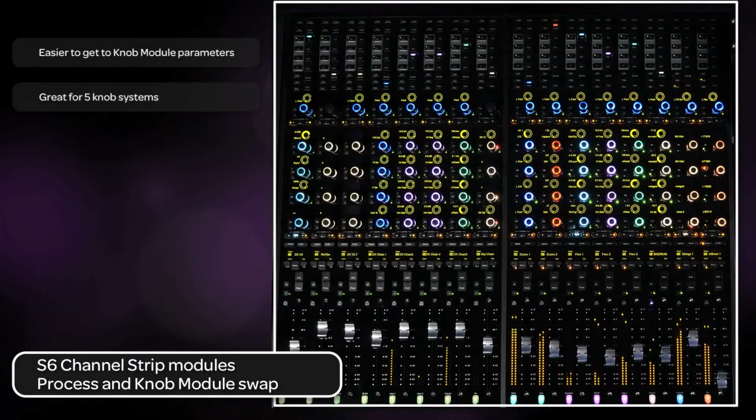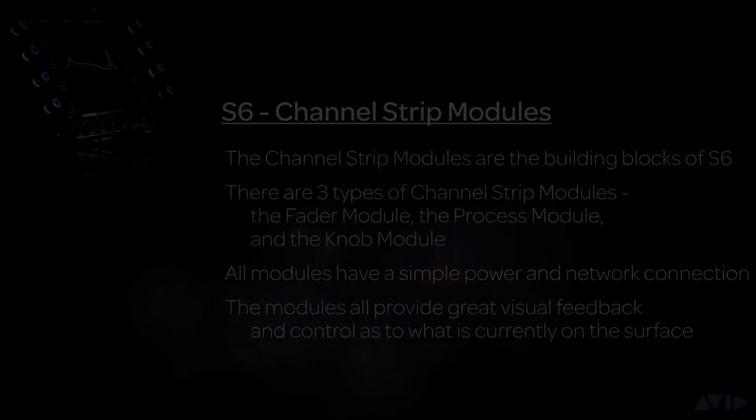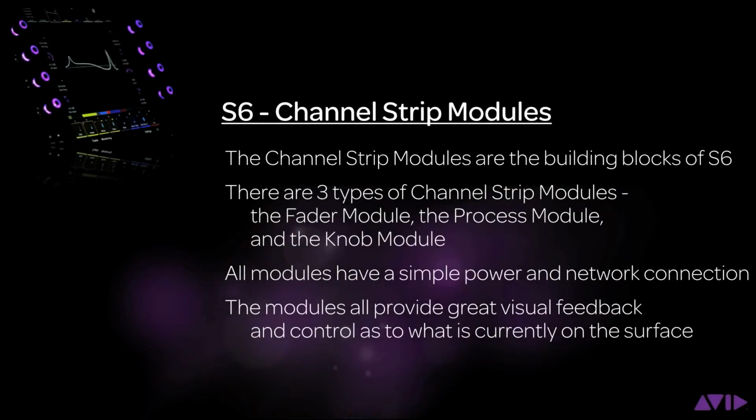With the surface being modular, you can swap the position of the process and the knob modules. We have found this configuration makes it easy to edit parameters quickly on the knob module and is especially useful on 5-knob systems. So that is the basics of the surface modules and how to navigate around a channel strip.